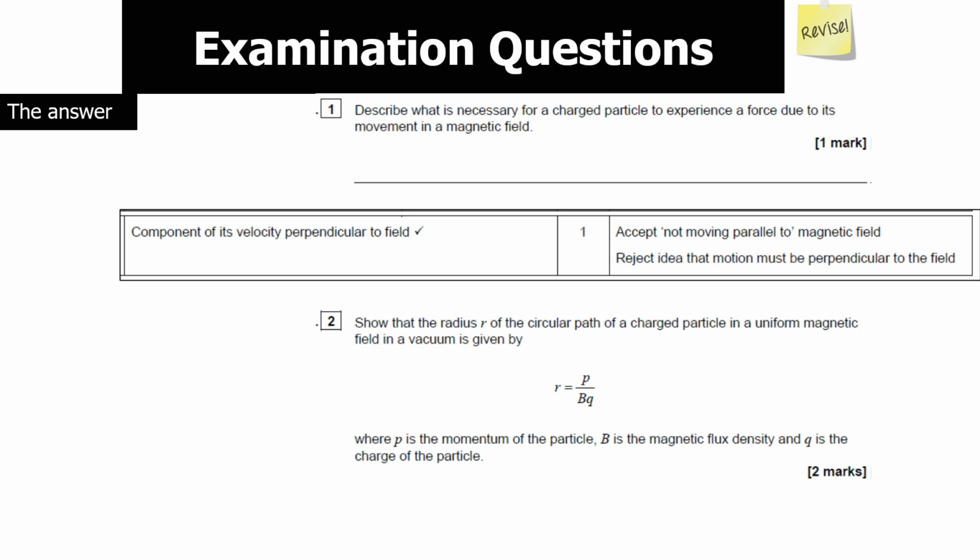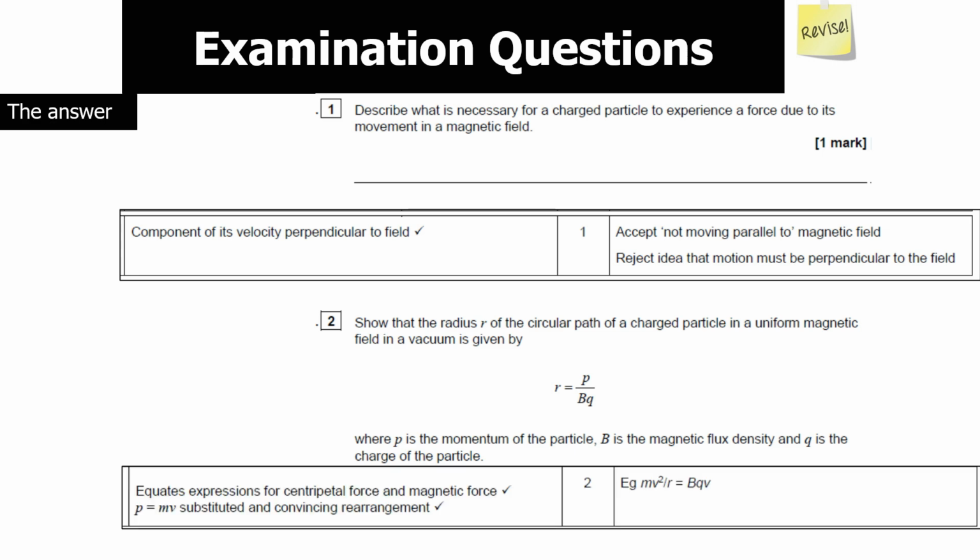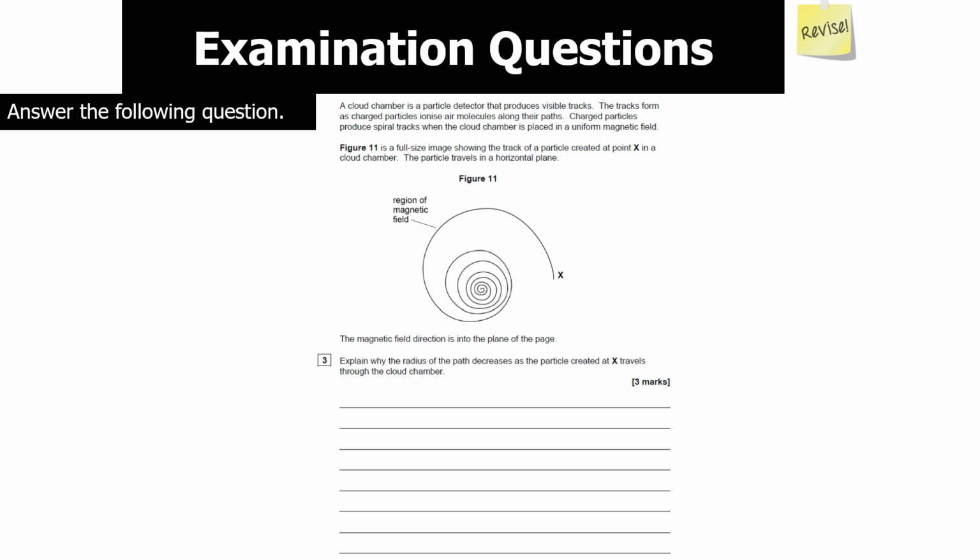Well, what you do is you remember that the magnetic force here, which is F equals BQV, is going to be equated to the centripetal force, because it's causing the object to move in a circular path. So we can say mv squared over r equals BQV. We can then rearrange that, make r the subject. Remember that momentum is mass times velocity, so p equals mv, and we get our answer to be r equals p over BQ.